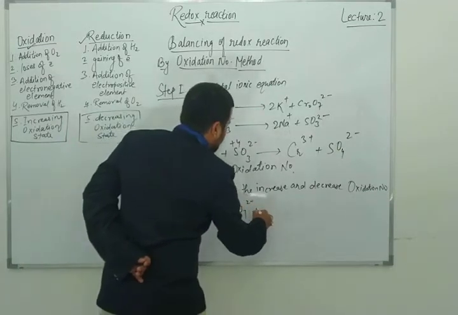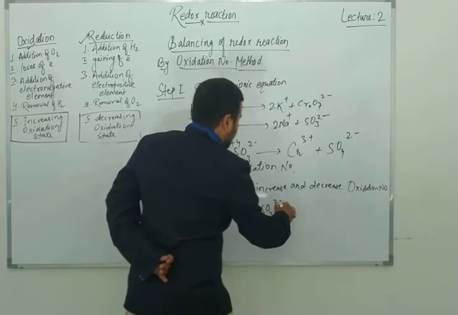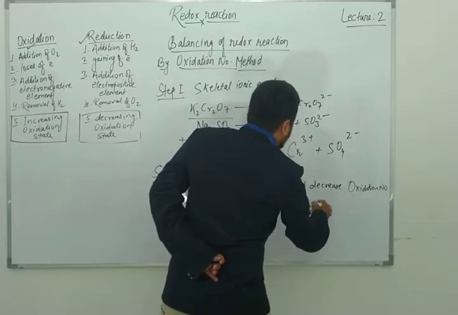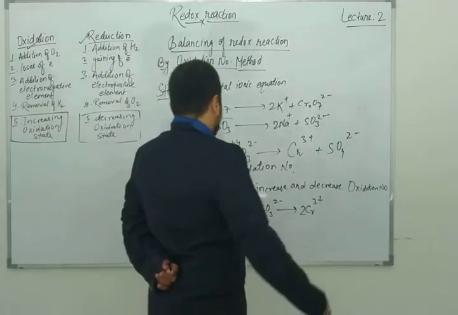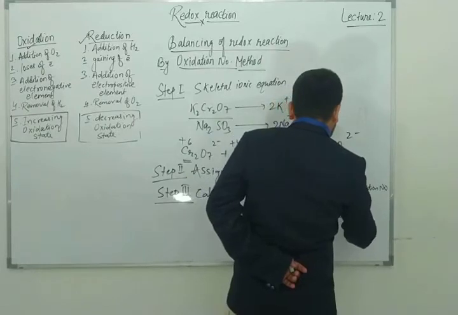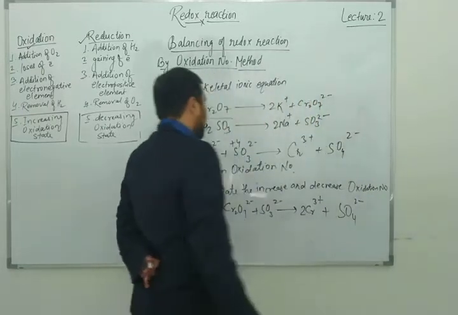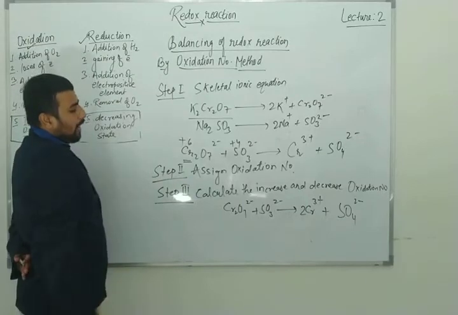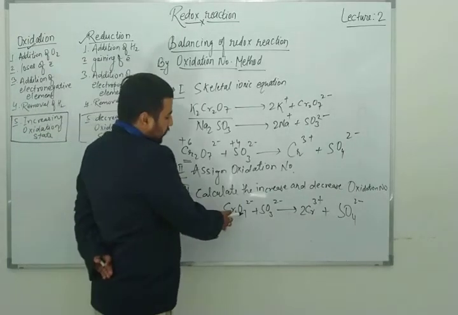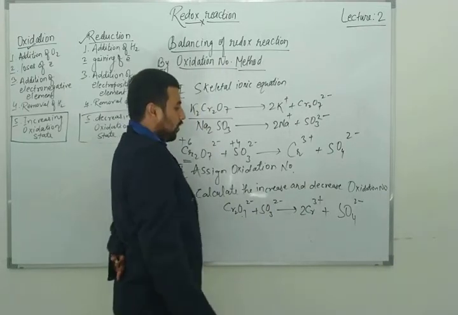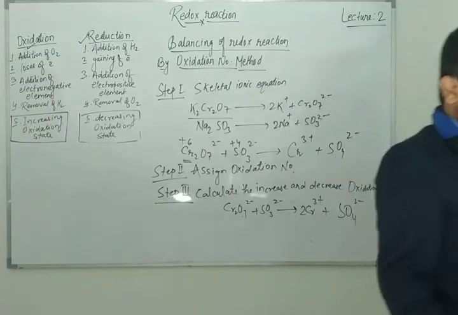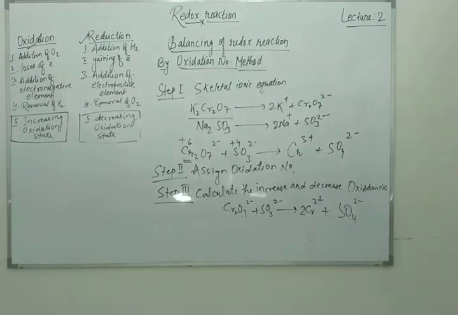Cr2O7 2 minus plus SO3 2 minus is equal to 2Cr3 plus and plus SO4 2 minus. So is this reaction balanced? You can see here whether the reaction is balanced or not. 2 chromium, 7 and 3, 10 oxygen, right? So is this reaction balanced? Yes or no? This reaction is not balanced.